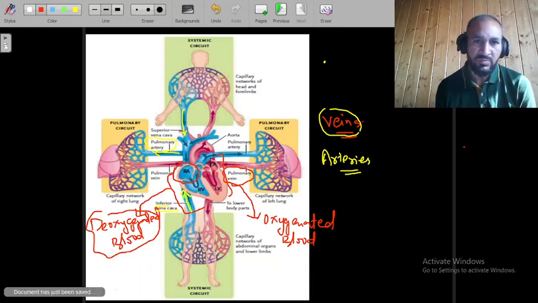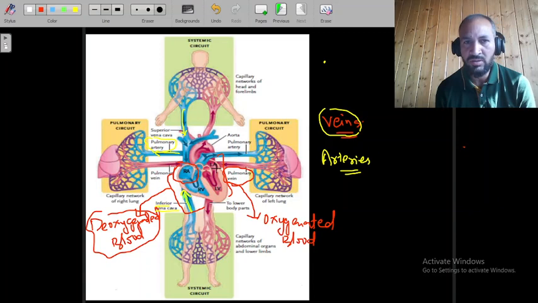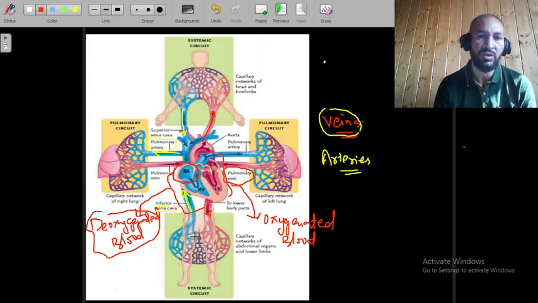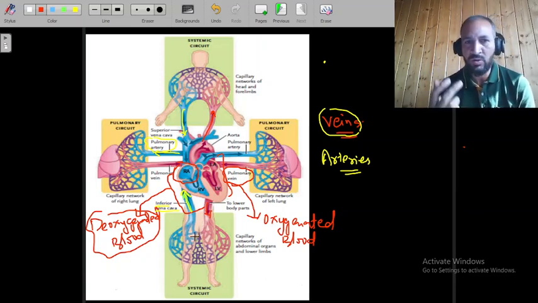Now, oxygenated blood comes to the left auricle. Then it is pushed down into the left ventricle, and the left ventricle pumps it to the whole of the body, to the entire system. From here it goes to the whole of the body. It is circulated to the whole of the body. So it takes oxygen around your body to each and every cell.